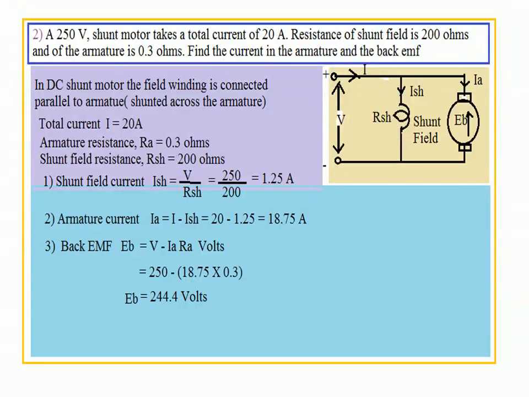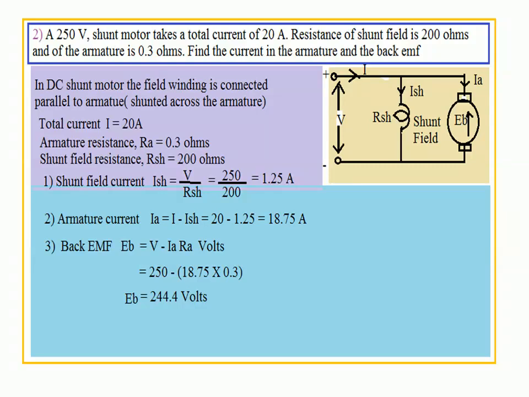Now you see the second problem. The given problem is a shunt motor. In a DC shunt motor, the field winding is shunted across the armature. That means the field winding is connected parallel to the armature winding, as shown in the figure. Hence, the rated voltage is applied across the shunt field winding. The motor draws a total current of 20 ampere. RA is given as 0.3 ohms. The resistance of the field winding is given as 200 ohms.